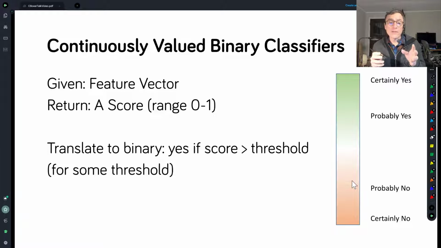Now, a binary classifier makes a yes-no decision. A continuously valued binary classifier also makes a yes-no decision, but instead of just returning yes or no, it returns a score. I'm going to, without loss of generality, say that that score goes from a minimum value of 0 to the maximum value of 1. Now, ultimately, this score translates to some binary yes-no decision for some threshold. However, the score, if it's higher, hopefully means it's more likely to be positive, and if it's very low, it's more likely to be no.